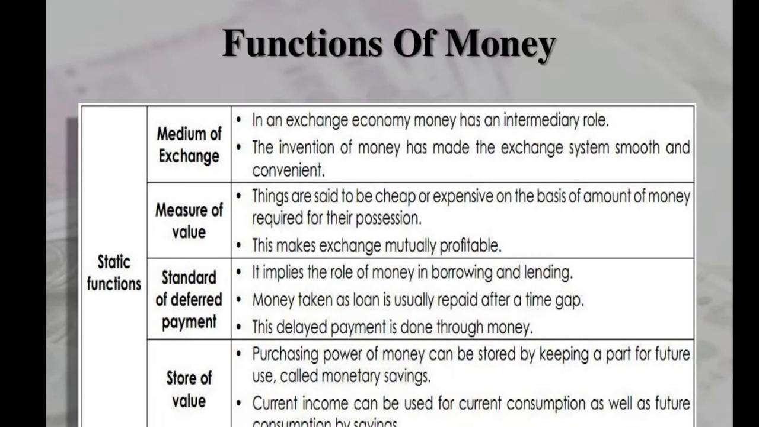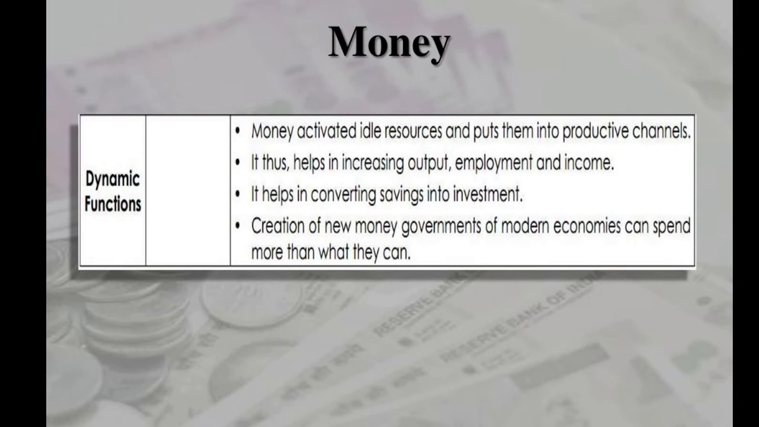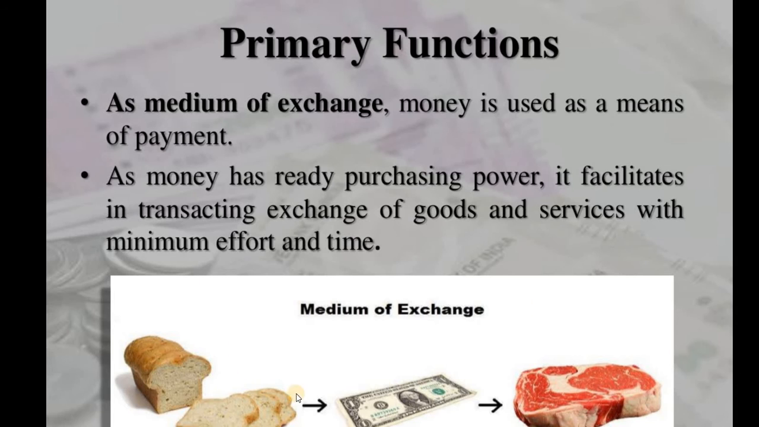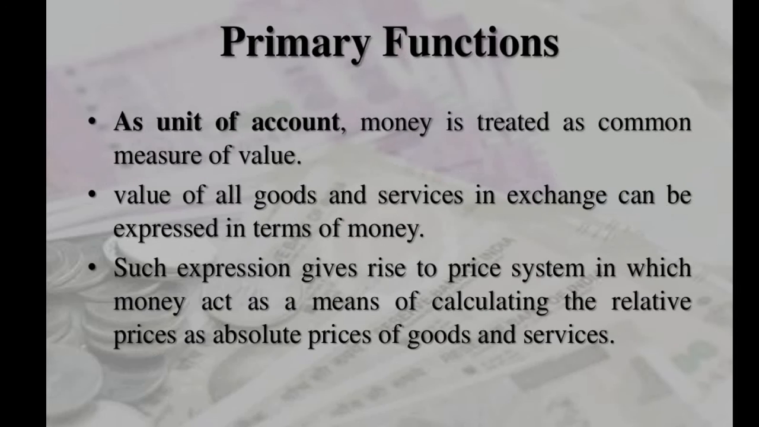Here you can see some functions: medium of exchange, measure of value, standard of deferred payment, store of value. These are the main functions of money. For medium of exchange, if you need to buy something, money has the purchasing power, and we use it for transactions of goods and services. Then unit of account: money is treated as a common measure of value for all goods and services, so exchange can be expressed in terms of money.